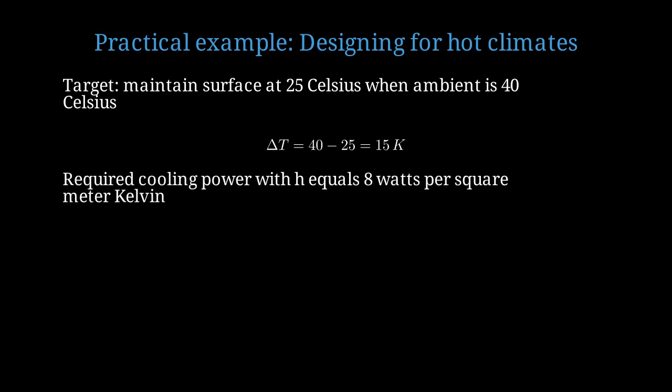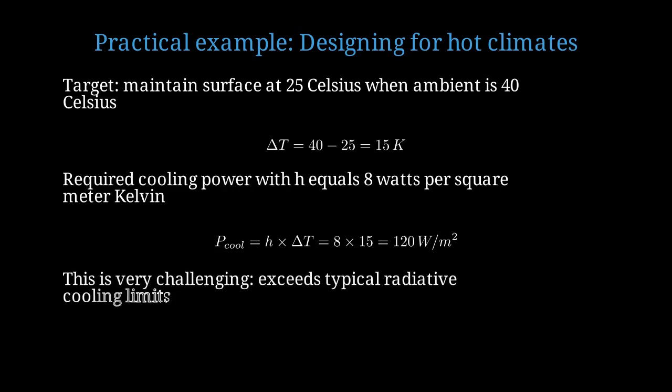Assuming a convection coefficient of 8 watts per square meter Kelvin in typical desert wind conditions, the required cooling power is H times delta T equals 8 times 15 equals 120 watts per square meter. This is extremely challenging, because 120 watts per square meter exceeds what typical radiative cooling can achieve, especially during the day with solar loading.